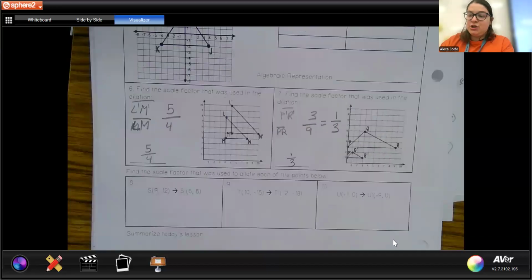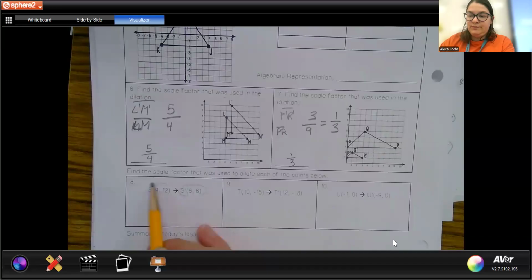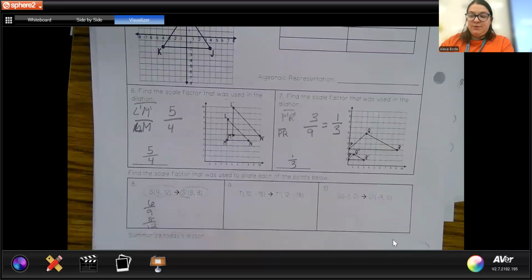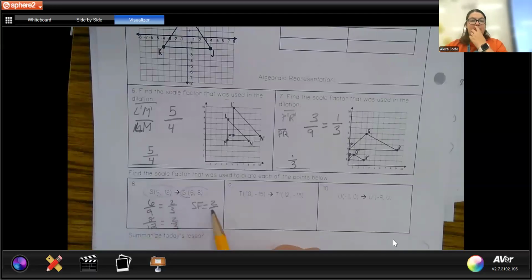And lastly, if I was just given points, this is my new over my original. If I'm looking at just my x's, I want to do 6 over 9. That's my ratio here. Or I could look at 8 over 12. Both of these can be divided by 3, so this is equal to 2/3. Both of these can be divided by 4. This is also equal to 2/3. So my scale factor here is 2/3 for this one. Okay.